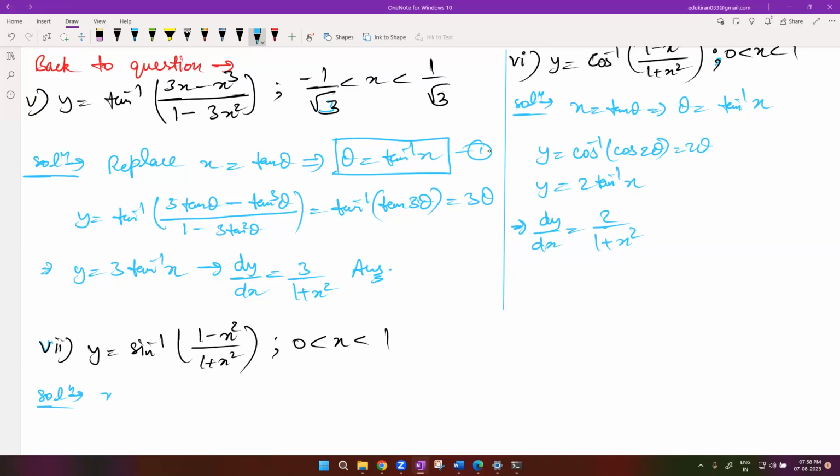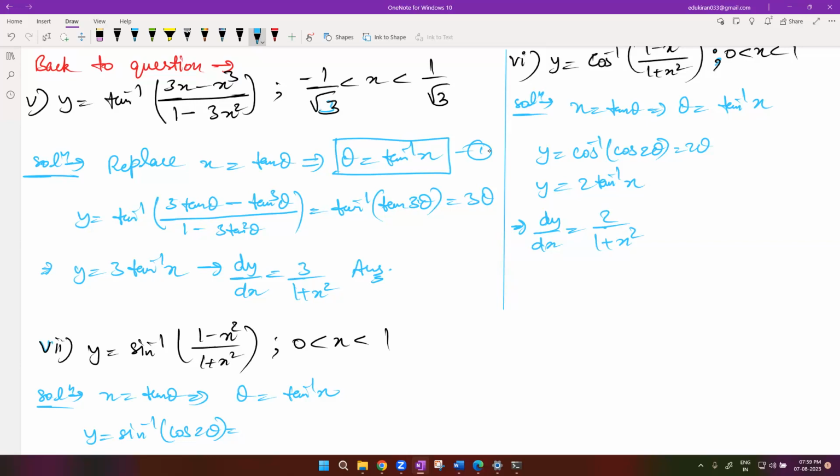Okay, let's just do the same as we did in the last case. Put x is equals to tan theta. It means that theta is equals to tan inverse x. Now, your y becomes sine inverse, and this is cos 2 theta. But the problem is that it is not reducing sine inverse right now. So we have to further change it.